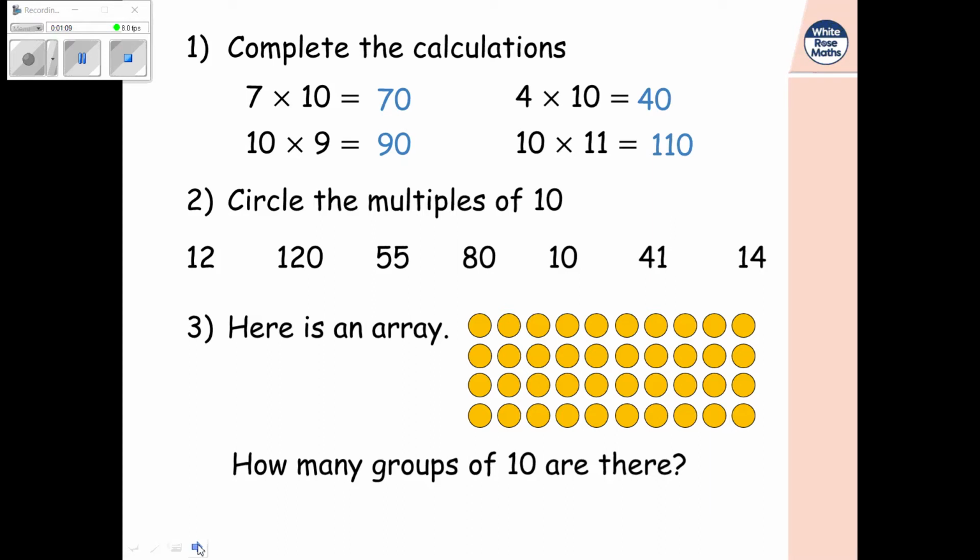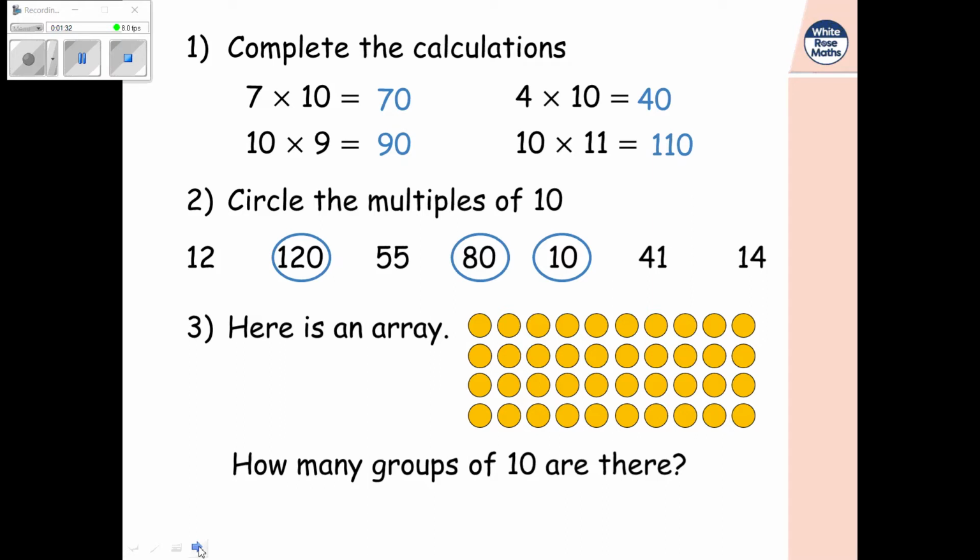So now circle the multiples of 10. So what is a multiple of 10? Well, it's part of the 10 times tables. So any number part of the 10 times table is a multiple of 10. So which are they? So pause here and have a little think. So it's got to be these, as they all end in 0, which means they are a multiple of 10.